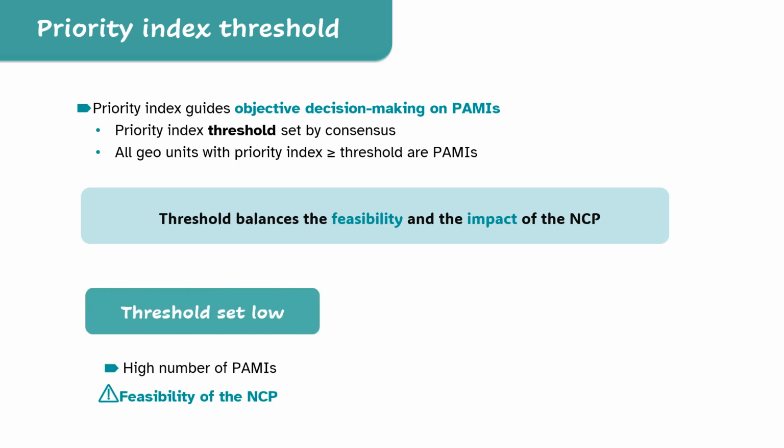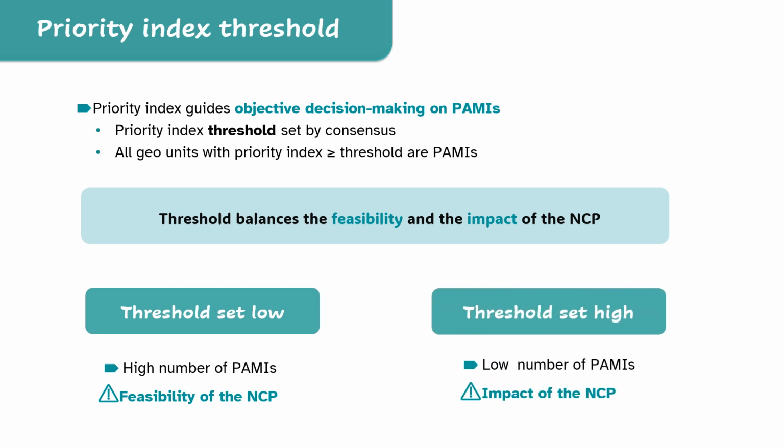If the priority index threshold is set low, many geographic units will be PAMI. In that situation, the potential impact of the NCP may be high, however, its feasibility may be challenging. On the other hand, if the priority index threshold is set high, few geographic units will be PAMI. In that situation, the feasibility of the NCP may be high, however, its impact may be low. Overall, setting a threshold for the index is about finding the right balance between feasibility and impact.